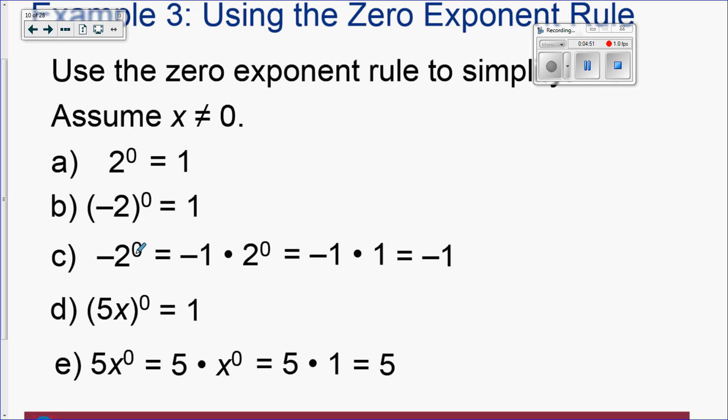This one, because of PEMDAS, happens afterwards. So that becomes negative 1 times 1, that's negative 1. This is 1, and then this is 5 times 1. So notice the difference with or without parentheses makes a big difference, okay? So the x to the 0 gives you 1, and then it's multiplied by 1. So you have to notice whether it's in the parentheses or not.